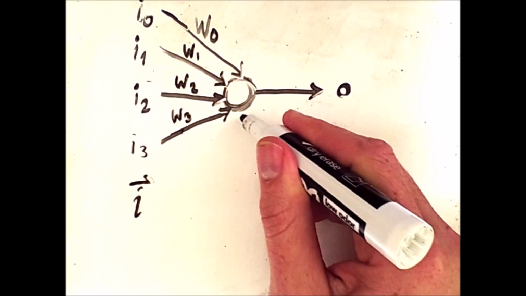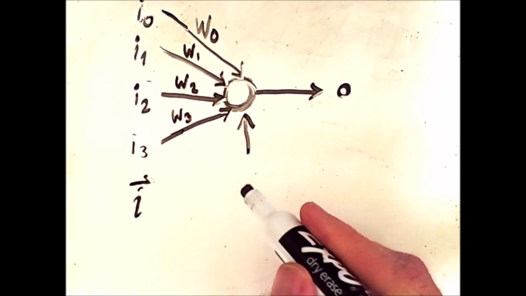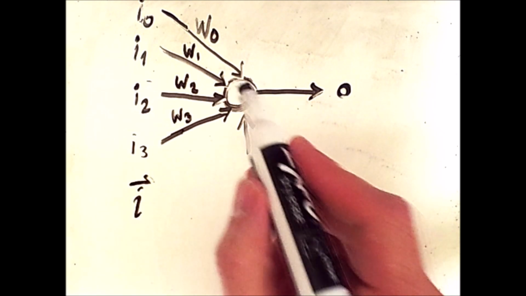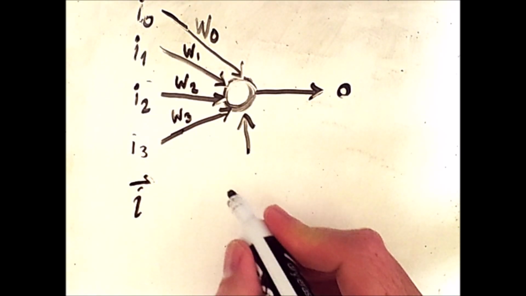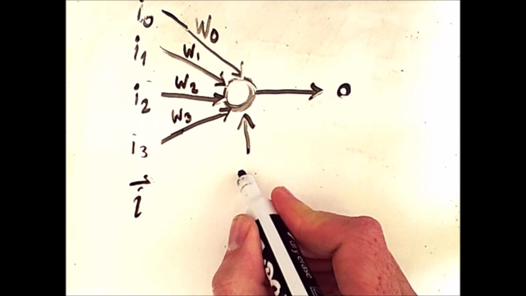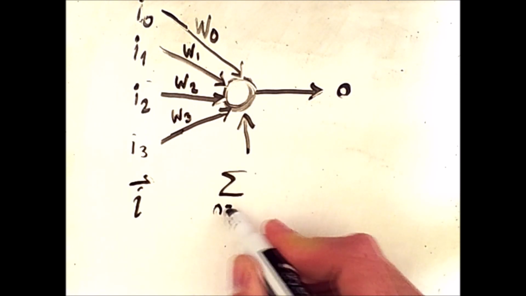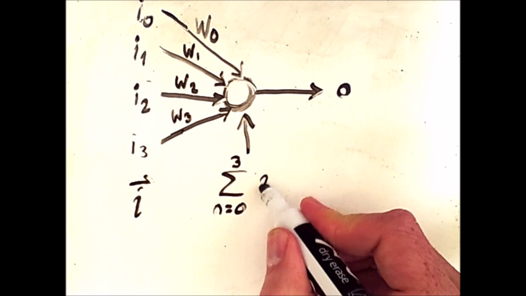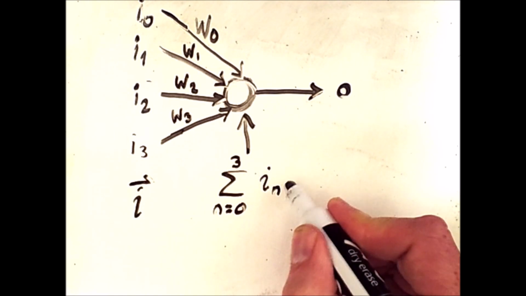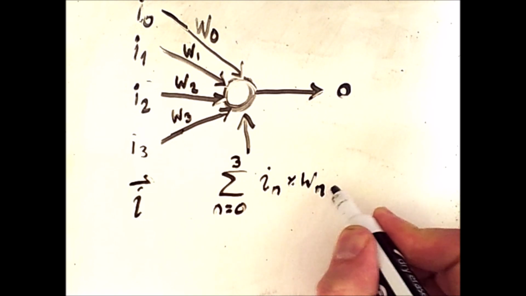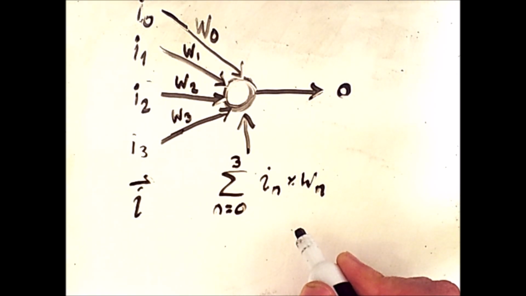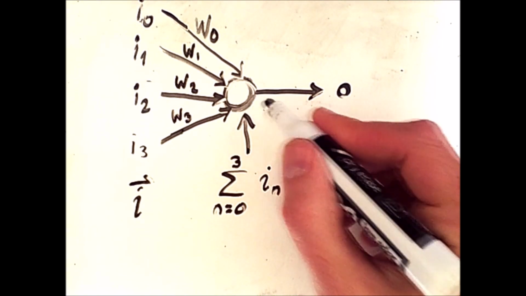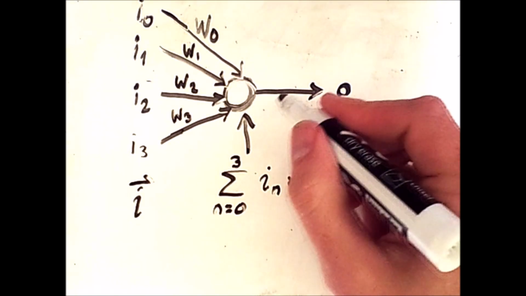And so what happens in the neuron is we will sum up all the incoming values. So what are the actual incoming values? Well, they are the products of the inputs and their corresponding weights. So here we'll compute the sum of n equals 0 up to 3 of I sub n times w sub n. So we will sum these values, and this gives us a momentary calculation here. That is not the final output. There's actually one additional step here.